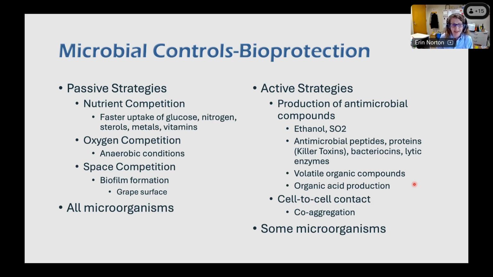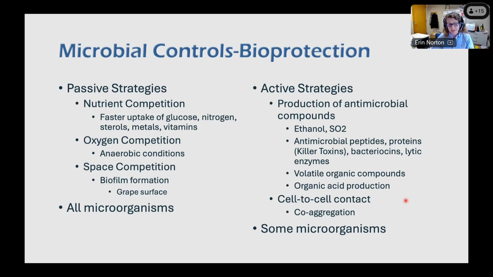And then cell-to-cell contact. There's some, especially Saccharomyces cerevisiae, that can aggregate. So as they flocculate, meaning at the end of fermentation, when they settle down to the bottom of the tank, they can join up together. They get sticky cell walls, and drag other microorganisms along with them if they come in contact. So that's a good thing, right? They can pick up other microorganisms and drag them down to the bottom of your tank. And then you can rack off or filter or do whatever you need to do.